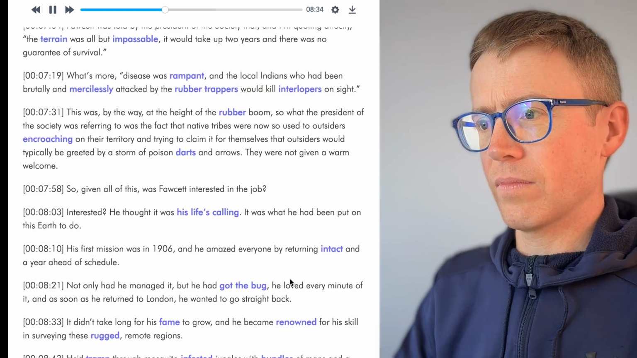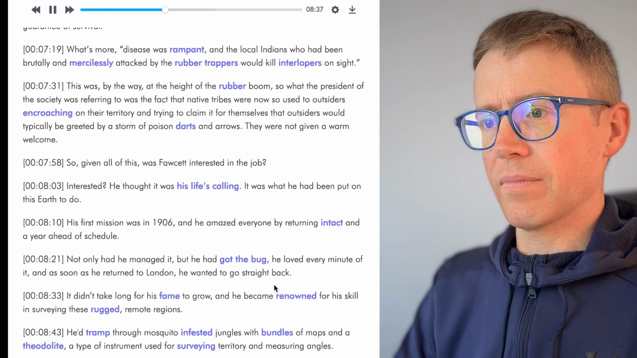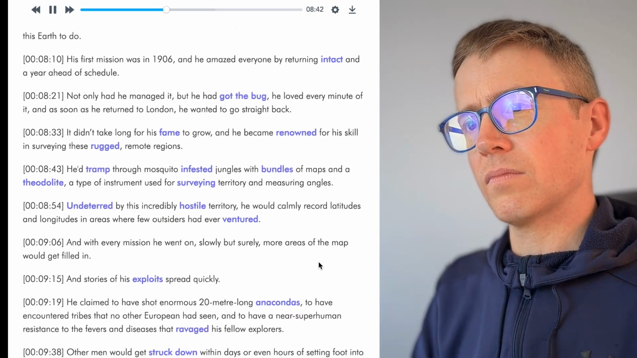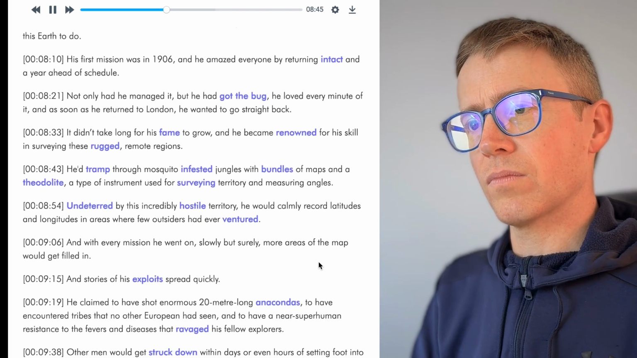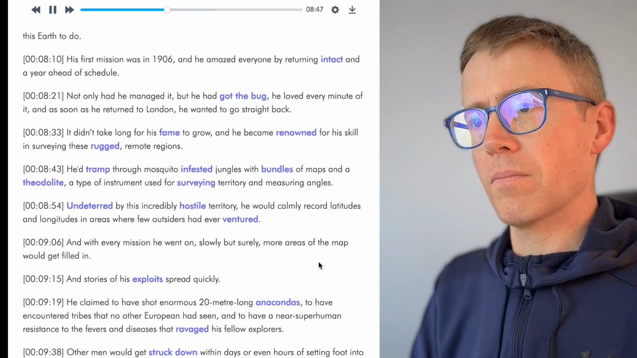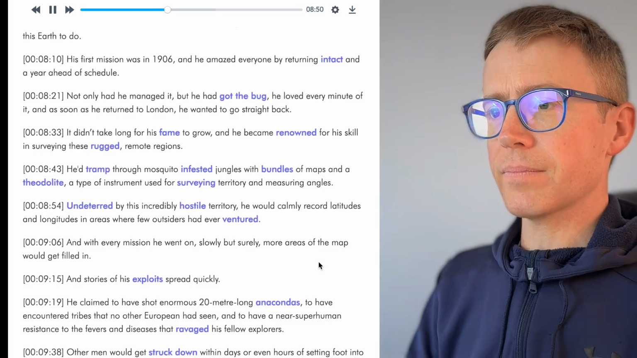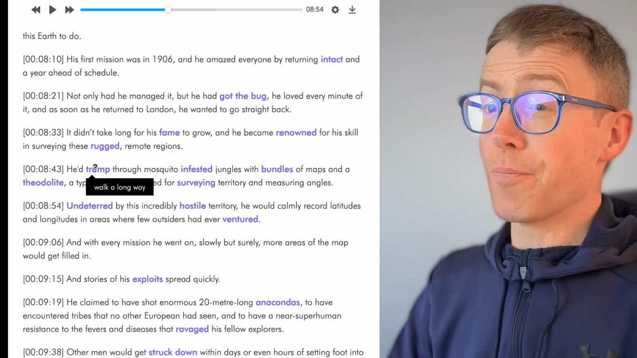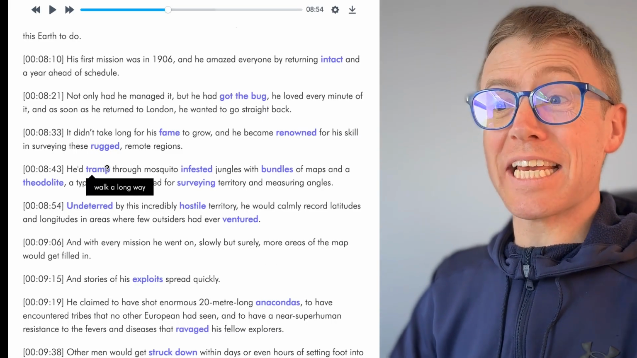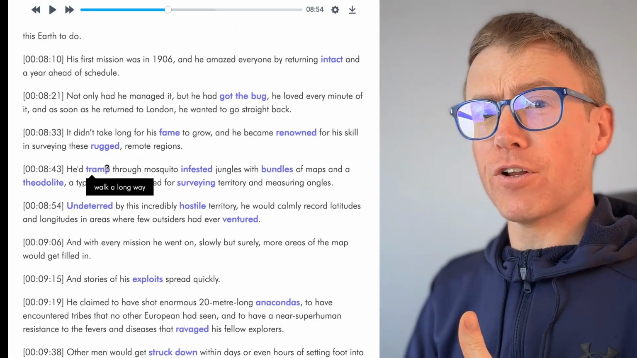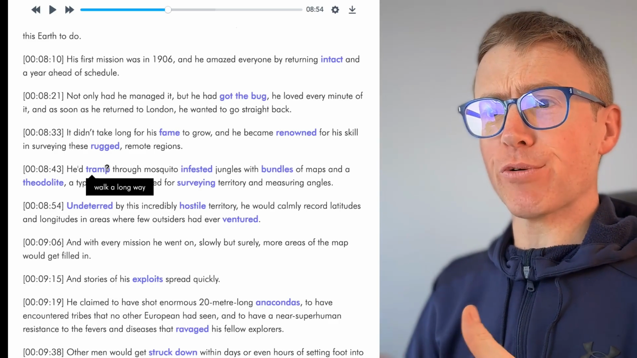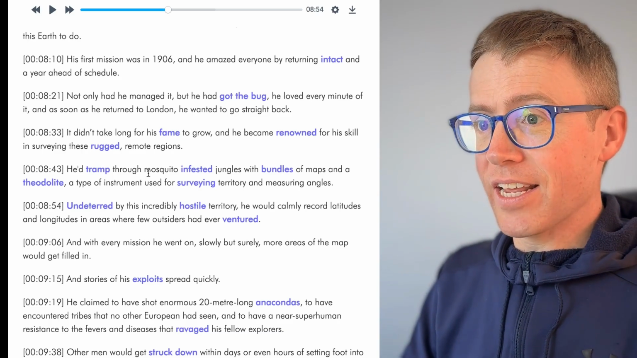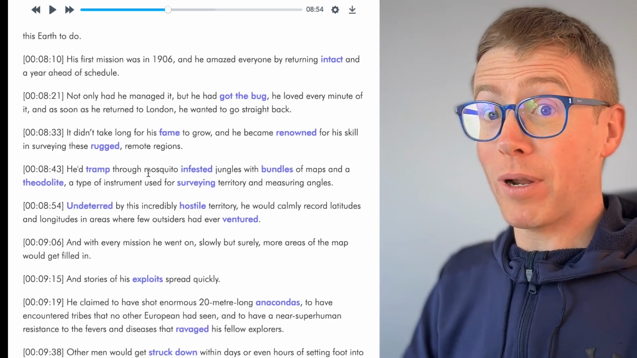It didn't take long for his fame to grow, and he became renowned for his skill in surveying these rugged, remote regions. He'd tramp through mosquito-infested jungles with bundles of maps and a theodolite, a type of instrument used for surveying territory and measuring angles. So tramp is this idea of walking a long way, often through difficult or dangerous ground. And of course, mosquito-infested jungles, that certainly qualifies as somewhere that you would probably tramp through.